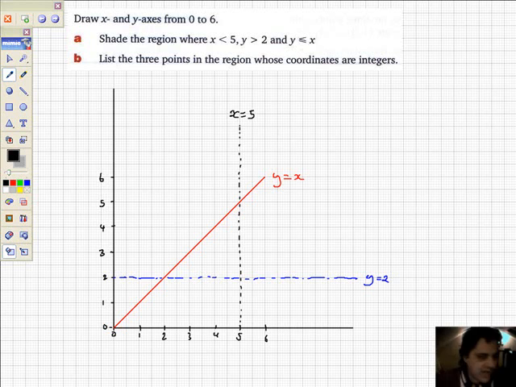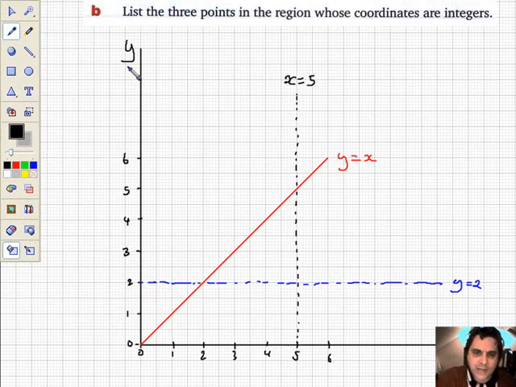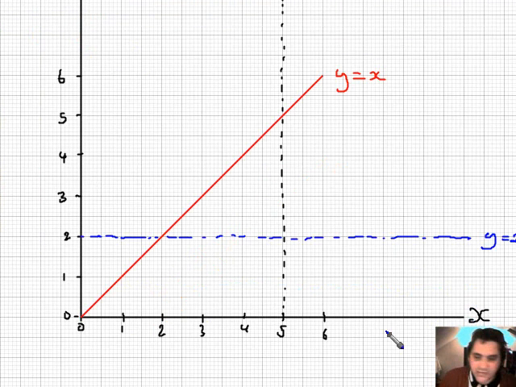Over the page now, I've just turned it here. Took the liberty of preparing the axes. So here we have the y-axis and the x-axis. The question says, draw a graph on the x and y axes from 0 to 6. I've done that. Shade the region where x is greater than 5.